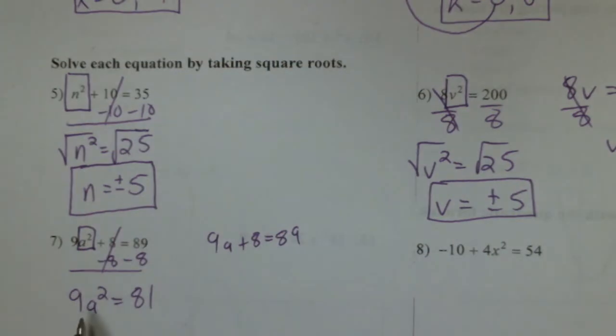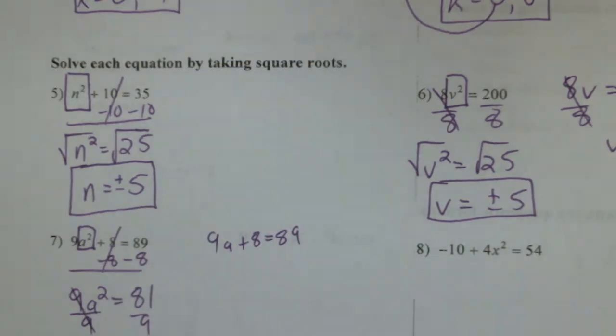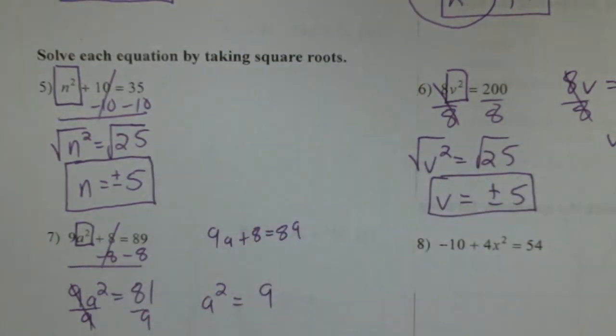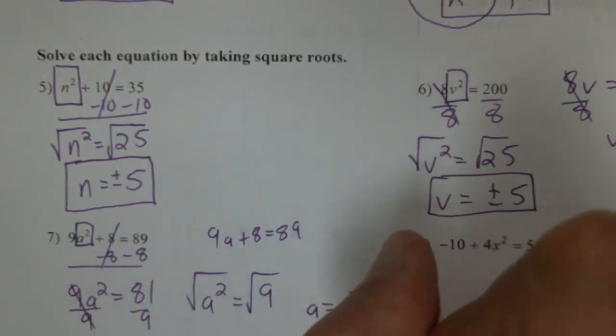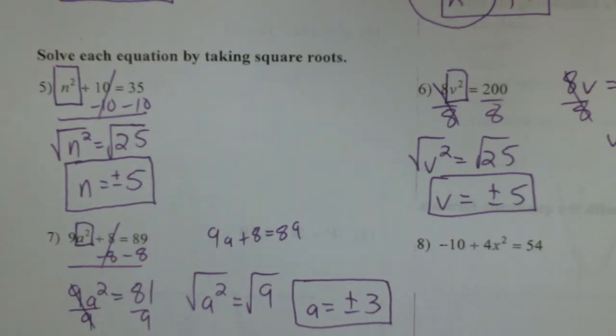I still don't have a squared by itself, so I have to divide both sides by 9, and I get a squared is equal to 9. Now I'm ready to take the square root of both sides, and I will get a is equal to plus or minus 3. So whenever you do the square root method, completing the square, anytime you're taking the square root of both sides, you're going to generate a plus or minus unless what? You're taking the square root of 0, which is 0, or you're taking the square root of a negative. If you take the square root of a negative, it's going to be NRS, no real solution.